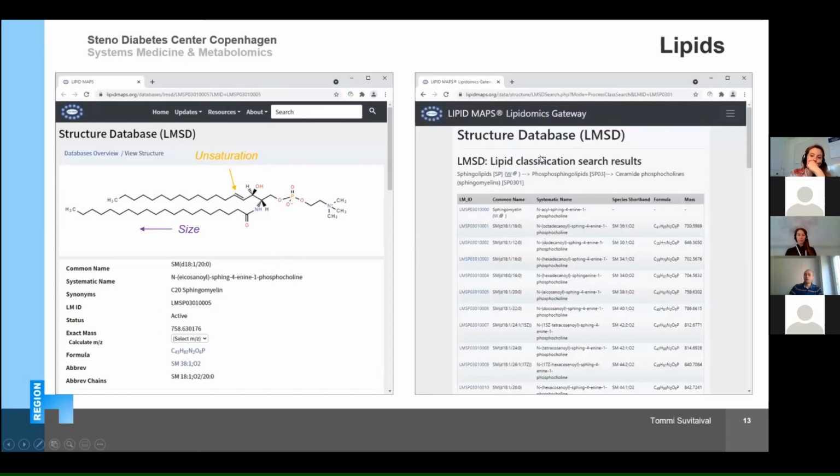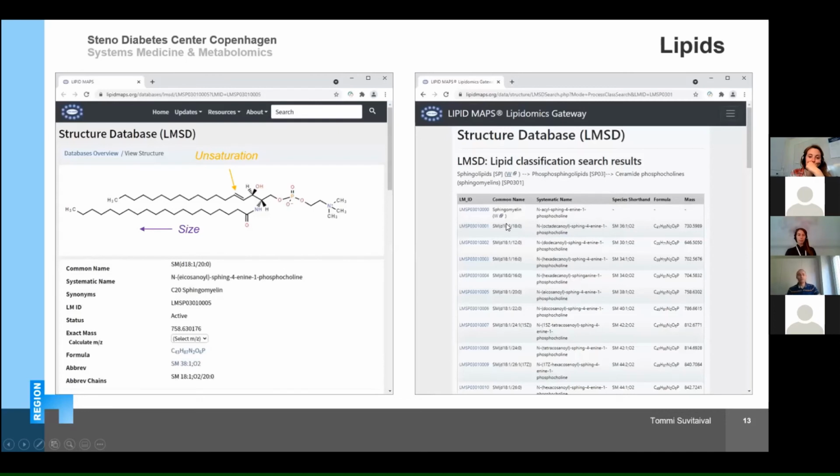And this information you can find on LIPID MAPS, which is one database on lipids. So here I'm listing all the sphingomyelins. It's about 100 different ones that have very similar names, but just different numbers. So they are different length and saturation. This one is SM38-1, so it has 38 length and 1 double bond.